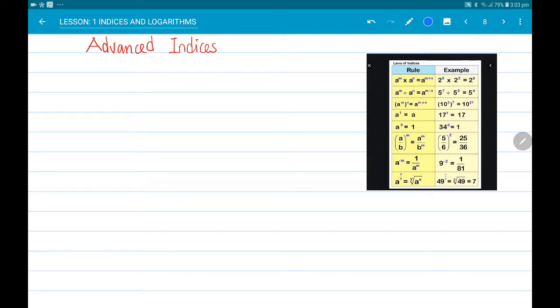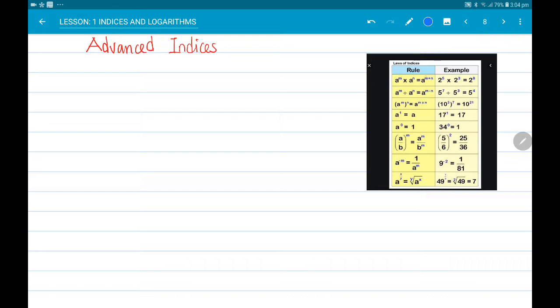Wrapping up our classes on indices, I'm going to give you a summary of everything we've been doing so far, from rule 1 to the last rule, and this I call advanced indices.